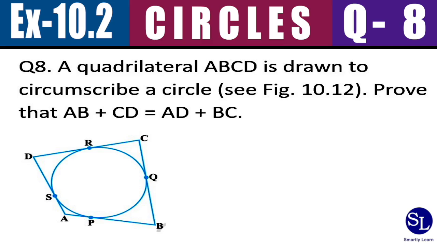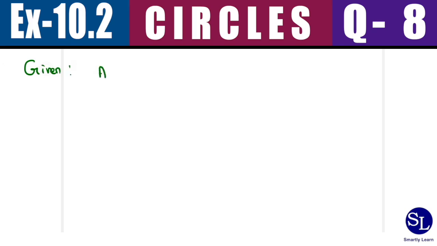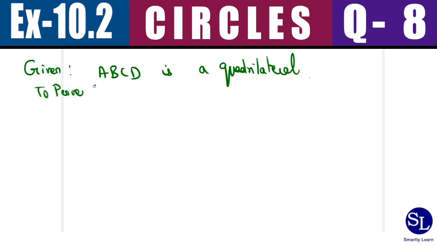So first let's understand what is given to us, and from there on we will take over the solution. So given is ABCD is a quadrilateral, and we are asked to prove that AB plus CD is equal to AD plus BC. So let's start with the proof.